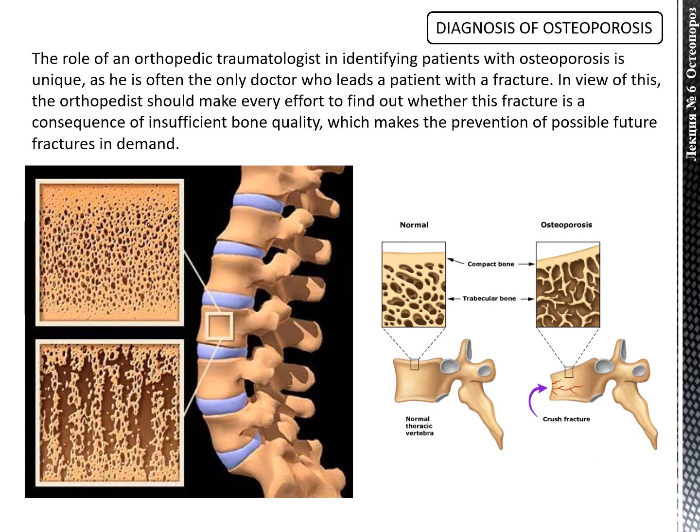The role of an orthopedic traumatologist in identifying patients with osteoporosis is quite unique in this case, since he is often the only doctor who leads a patient with a fracture. He is the first to touch his bone tissue, and in view of this, the orthopedist should make every effort to find out whether the fracture is actually a consequence of insufficient bone quality, which makes the prevention of future fractures in demand. Yes, that is, an orthopedic traumatologist, having certain predisposing factors in the patient, should think about assessing the mineral density of this patient, especially if we are faced with exactly the same marker fractures that several slides talked about.